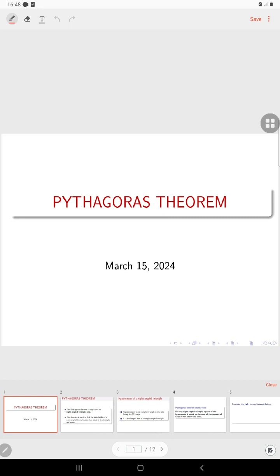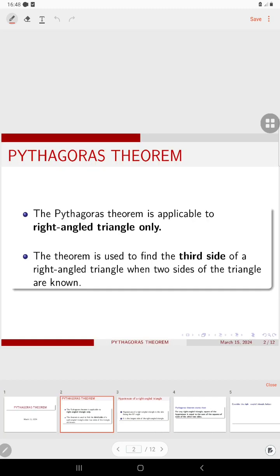Today we are going to look at Pythagoras theorem, one of the key powerful theorems in mathematics. All right, when we say Pythagoras theorem, what is it? Pythagoras theorem is one of the theorems we apply only to right angle triangles. And the benefit of this theorem is that anytime you have a right angle triangle, when you know two sides of the right angle triangle and you want to find the third side, you can use this theorem to find the third side.